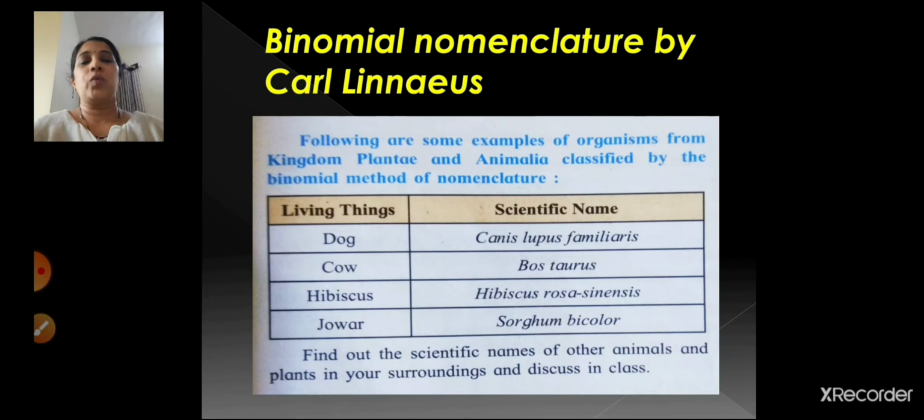So we generally call dog, cow, hibiscus, jowar by these names. We never call them by the scientific names because scientific names are difficult to pronounce and difficult to remember, right? But each and every organism has got a scientific name. Like this we can find out scientific names of many plants and animals in our surroundings.